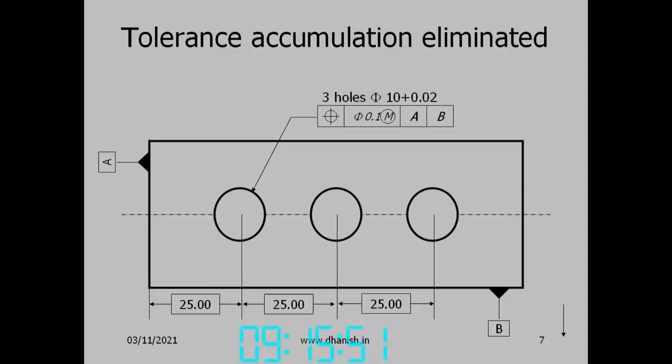So all that problem is avoided and also the datums are clearly identified. First primary datum is A, and then secondary datum is B. The holes all have a tolerance of 10 plus 0.02. The size of the hole should be between 10 and 10.02. So all these are clearly defined using GD&T. This is clear, I hope.